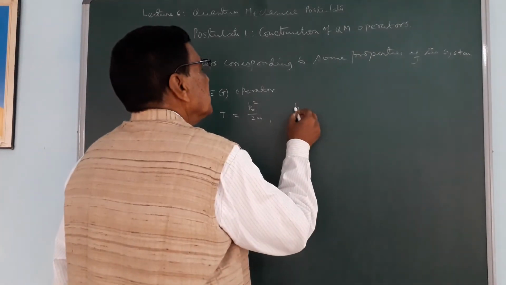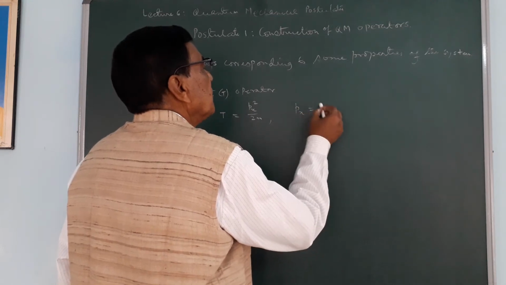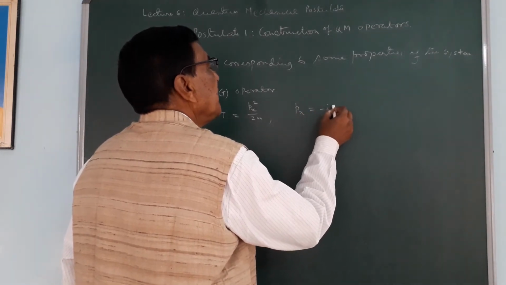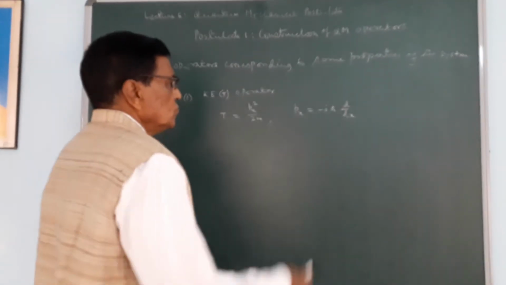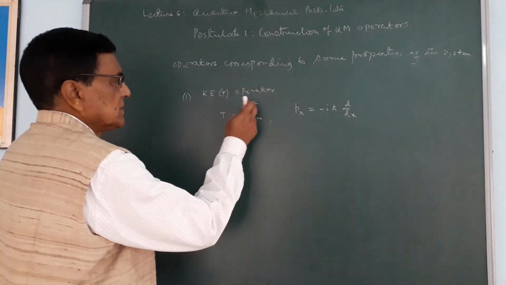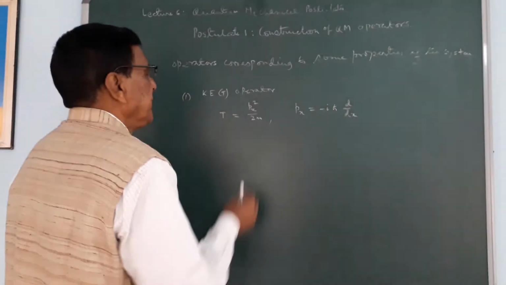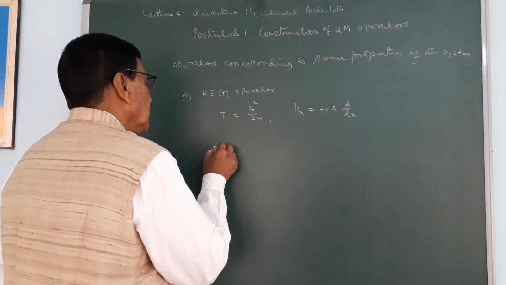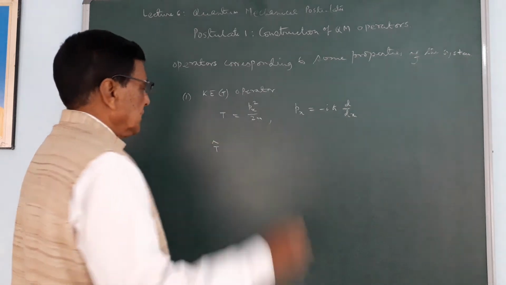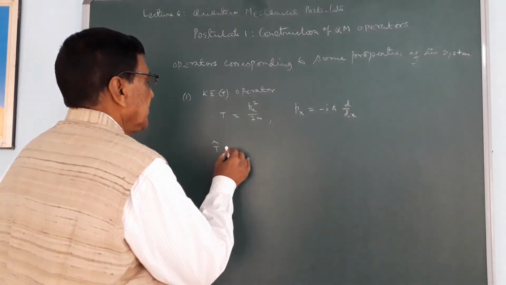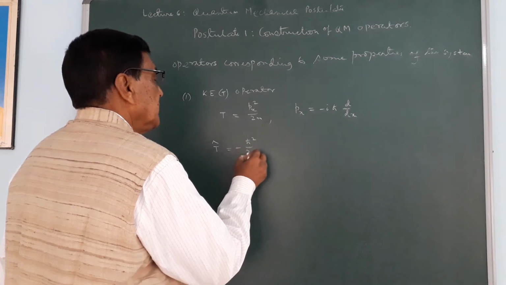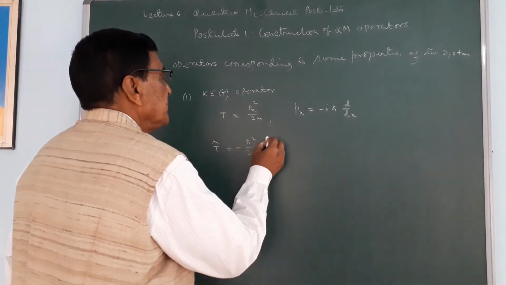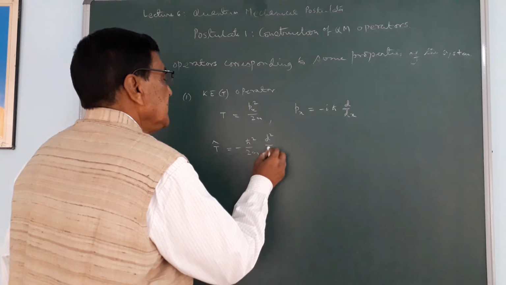But we know px is equal to minus i h cross d by dx. So replacing this px square in terms of this operator, we get the kinetic energy operator equal to minus h cross square divided by twice m, d2 by dx square.